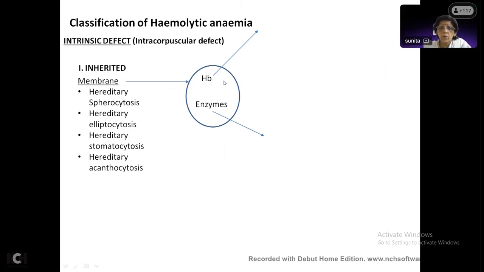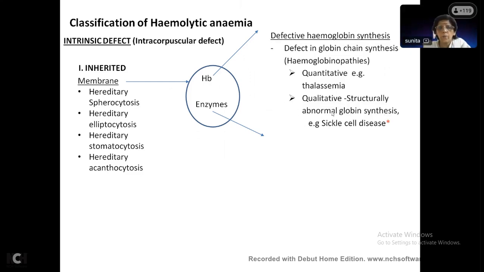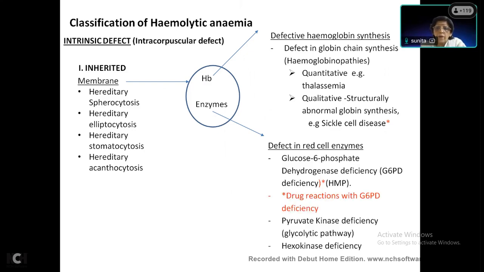Then a qualitative structural abnormality of globin synthesis, and that is sickle cell disease. Then you have defects in the enzymes. The commonest defect is glucose 6-phosphate dehydrogenase deficiency or G6PD deficiency. Then you can have pyruvate kinase deficiency and others. There is a list of enzymes which can fall in this category.